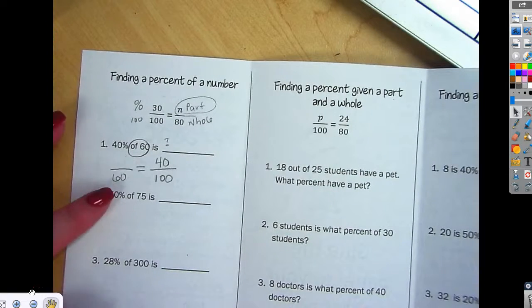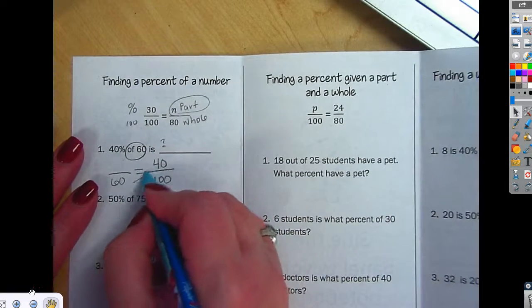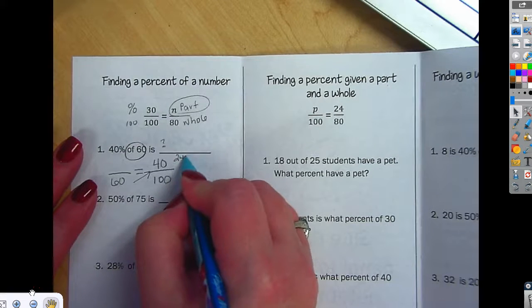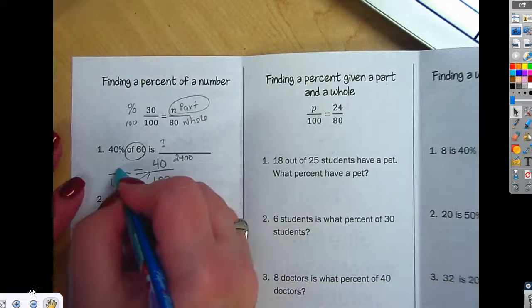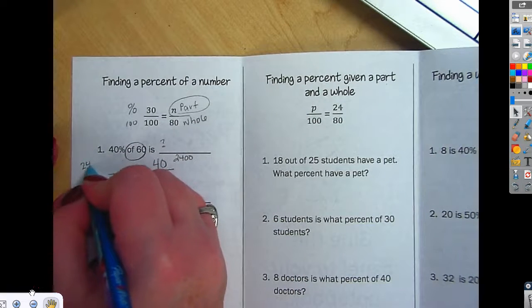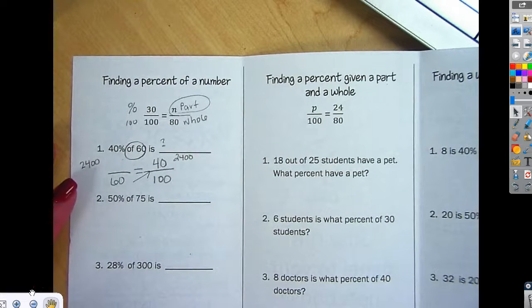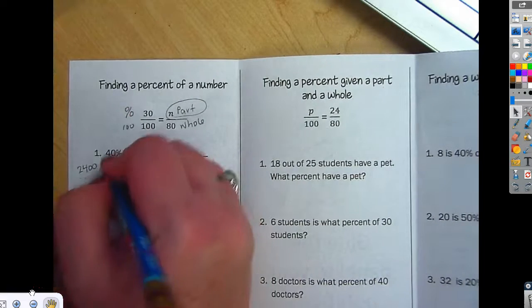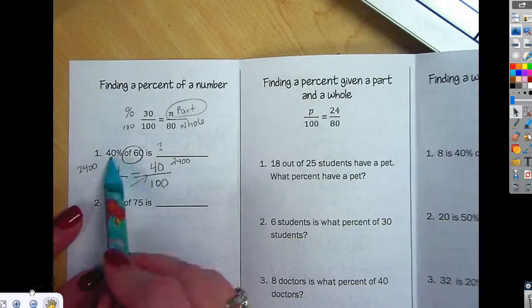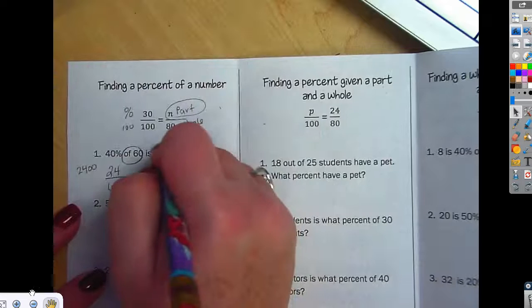So do we know how to solve this percent proportion now? We should. 60 times 40 is 2,400. And over here, 100 times something should also be 2,400. Anybody know what that number should be? Use your calculator if you're not sure. 24, right? 2,400 divided by 100 is 24. So 40% of 60 is 24.